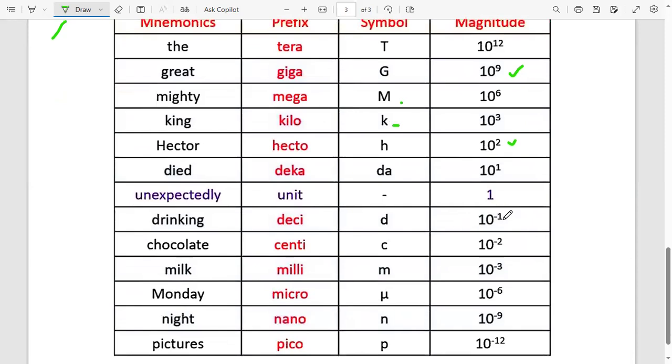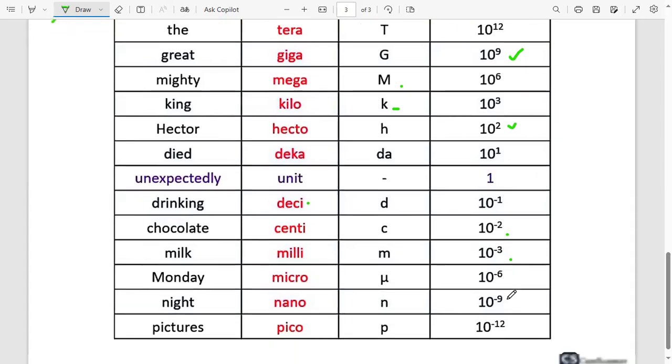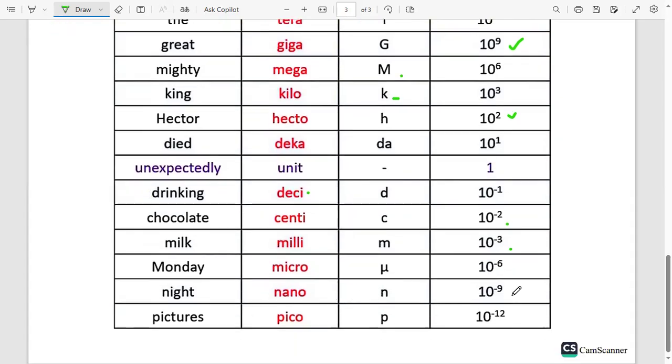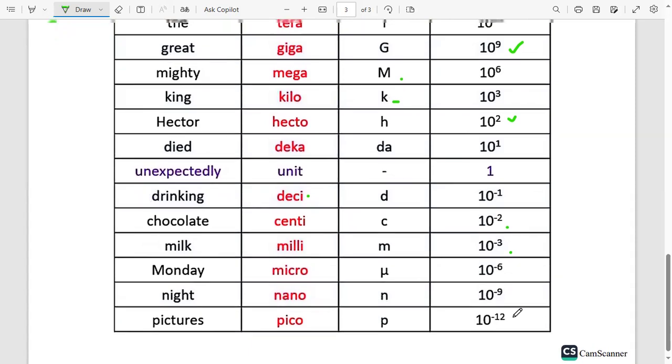10 to the power -1 is what we call a deci, represented by a small letter d. And then centi, like in centimeter, that C represents 10 to the power -2. Then we have a milli, not million, which is 10 to the power -3. Then micro, represented by this symbol, 10 to the power -6. Then nano is 10 to the power -9, and pico is 10 to the power -12.